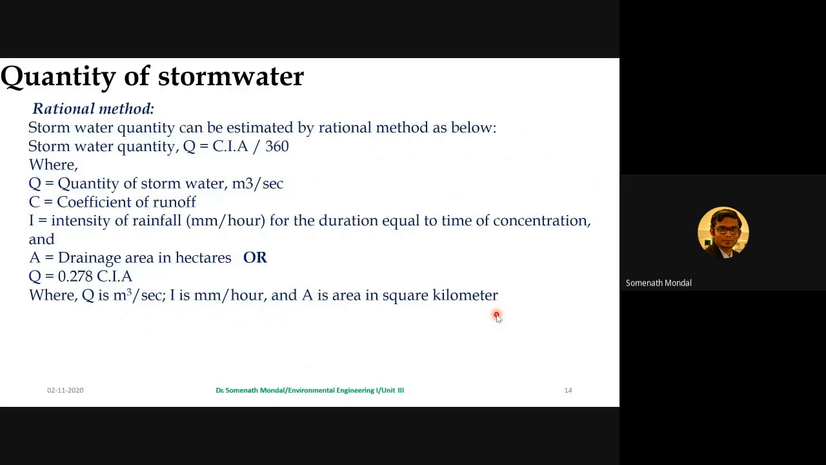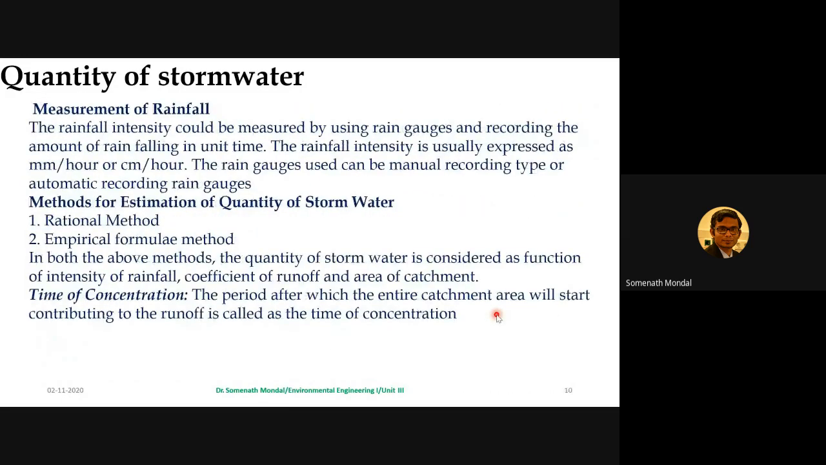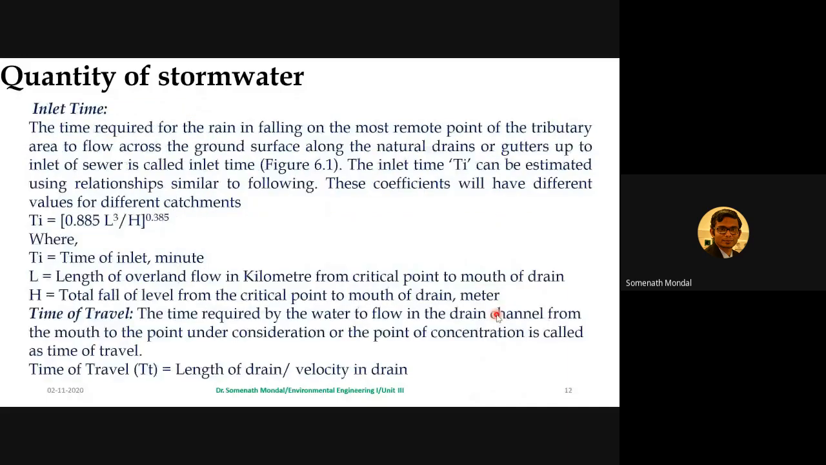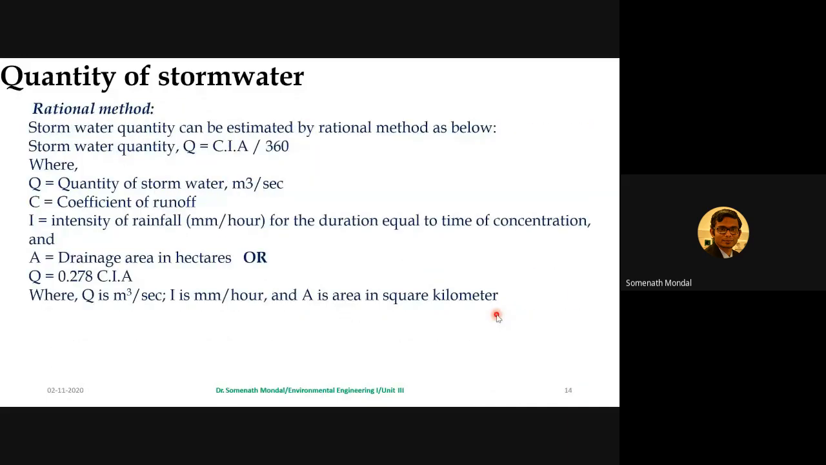So that is the rational method to calculate the stormwater. Sometime back we mentioned that we have the rational method and the empirical formula. Now we'll be discussing the rational method, and through it we can estimate by the formula Q equals CIA by 360. We can directly calculate the quantity of stormwater, where Q is the quantity of stormwater in meter cube per second, and you have the coefficient of runoff C. Now how you will calculate the C, I have already discussed in the previous slides.